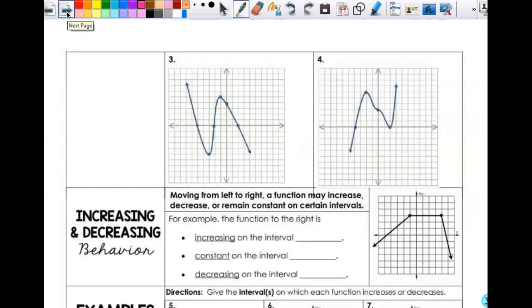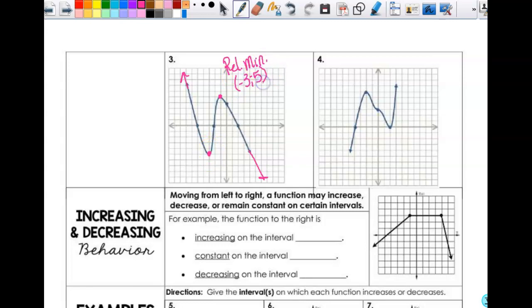All right, number 3. So I'm still labeling all of my critical points. So I have this and this. That looks like it. So neither one of these is going to be an absolute because this function continues here and here. So that means I'm going to have a relative minimum at (-3, -5).